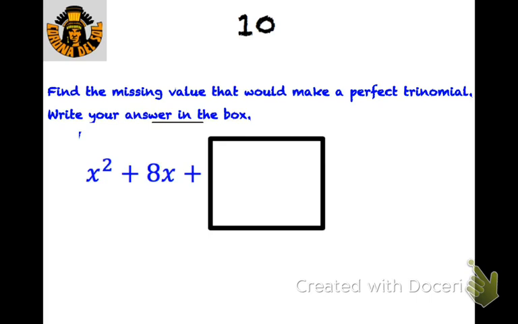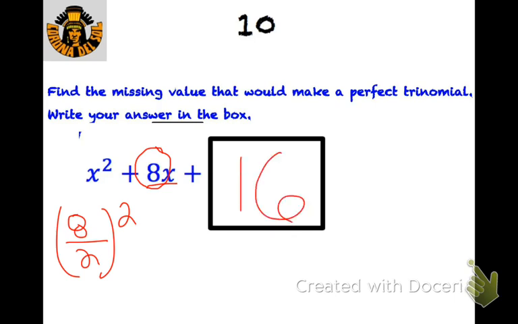Okay, we're going to work on completing the square. So we're trying to make this a perfect square trinomial. So the technique is you look at the coefficient of this term here, the middle term, the linear term. And so we're going to do h divided by 2, and then we're going to square that. So this would give us 4 squared, or 16.